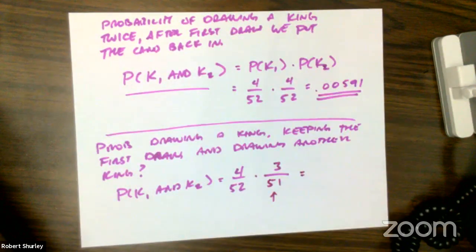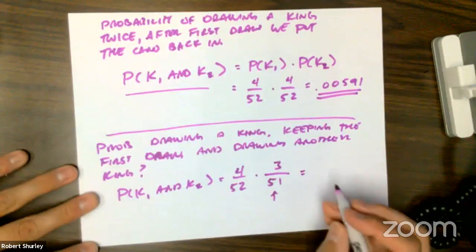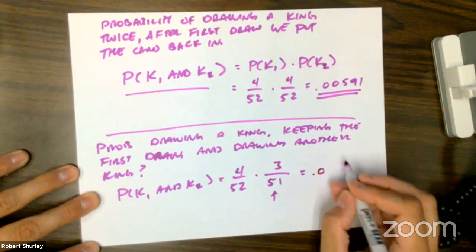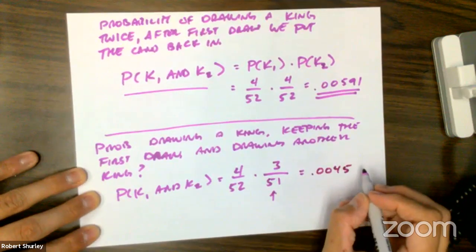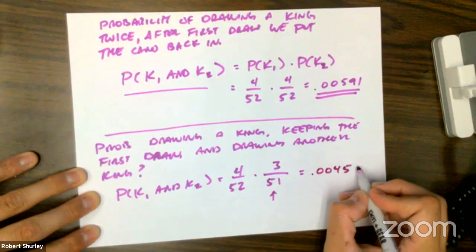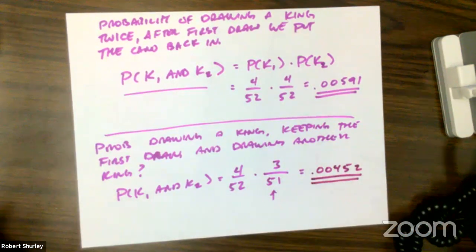So let me clear this up. 4 out of 52 times 3 out of 51. And we get 0.00452. Okay.